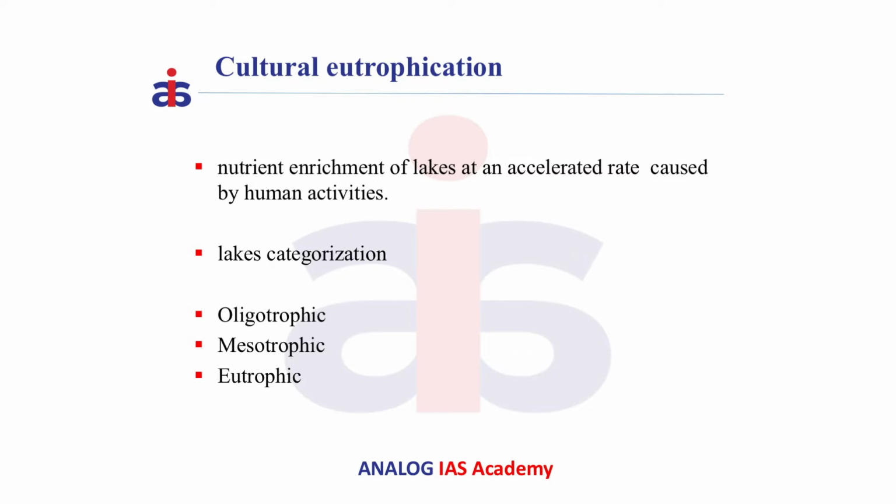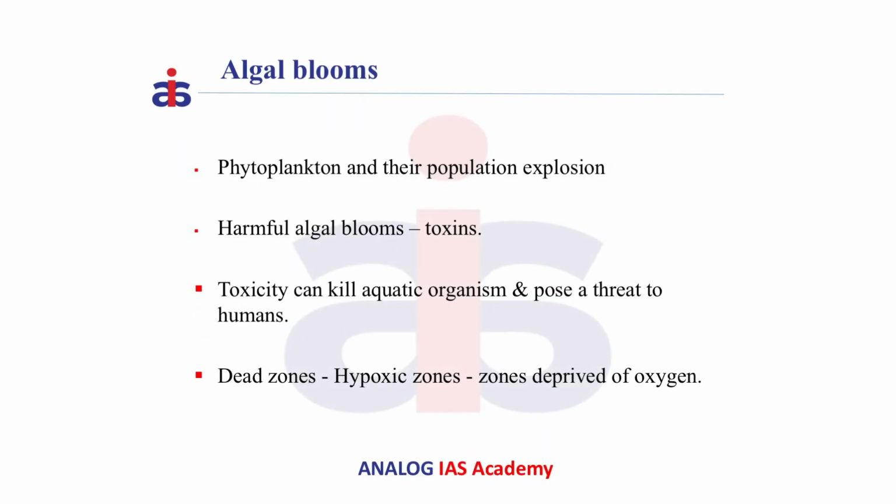Next, the eutrophic water body is a body of water rich in nutrients and supporting a dense plant population, the decomposition of which kills animal life by depriving it of oxygen. Next, let us discuss algal blooms. Phytoplankton, that is algae and blue-green bacteria, thrive on excess nutrients and their population explosion covers almost the entire surface layer. This is known as algal bloom.